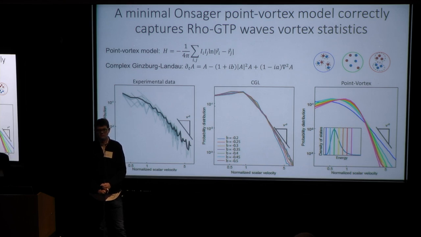Did you try to derive the point vortex model from the complex Ginzburg-Landau equation? Because you can do it by asymptotic analysis. I know you can derive it from the nonlinear Schrodinger equation, but I don't know that you can derive the point vortex model from complex Ginzburg-Landau. I think you should be able to. I can't give you a reference for where it is.